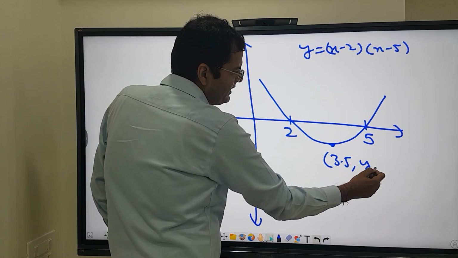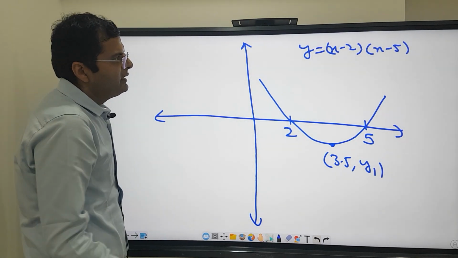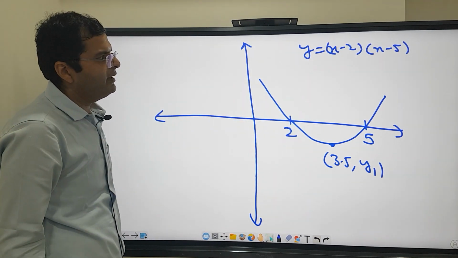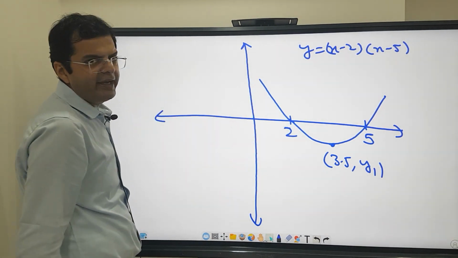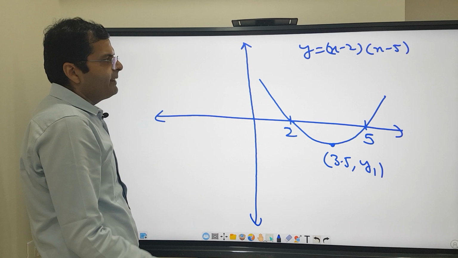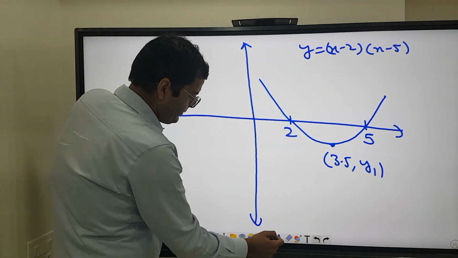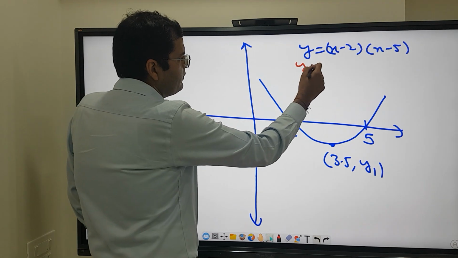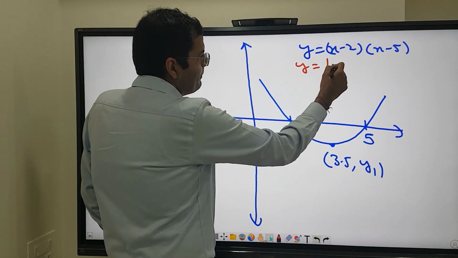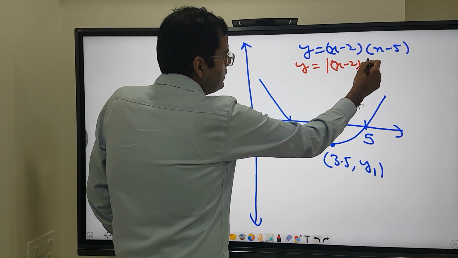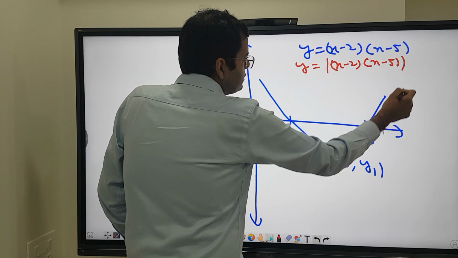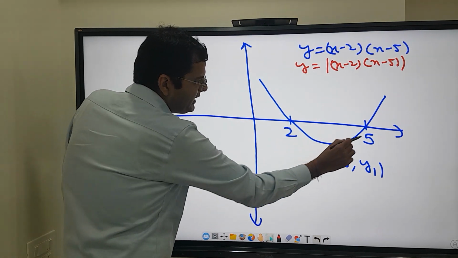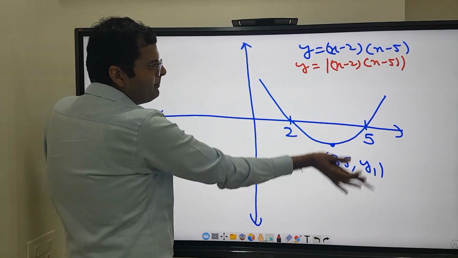3.5 is the x coordinate, and let's say y1 is the y coordinate. So this is the graph of, not absolute value, just of (x minus 2) times (x minus 5). Now I will change the color here. If I draw the graph of y is equal to the absolute value of (x minus 2) times (x minus 5) now, absolute value means whatever negative value is coming, it has to become positive.